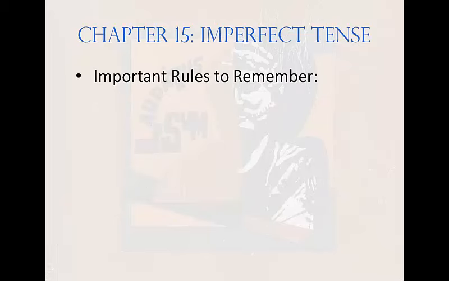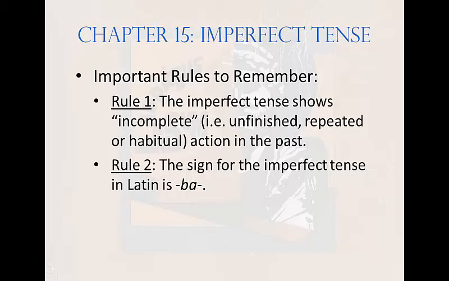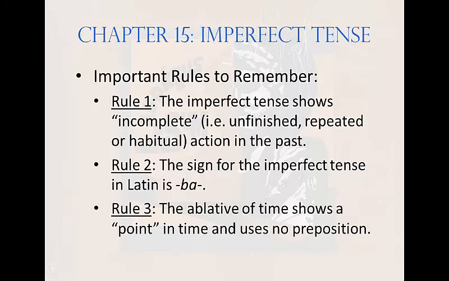There are 3 important rules to remember in this chapter. Rule 1. The imperfect tense shows incomplete, that is, unfinished, repeated, or habitual action in the past. Rule 2. The sign for the imperfect tense in Latin is BA. And Rule 3. The ablative of time shows a point in time and uses no preposition.